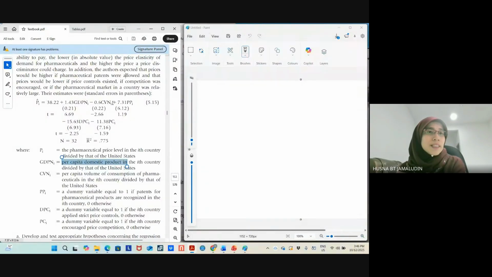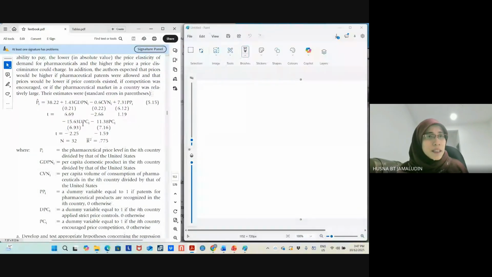How about consumption? What is this, per capita volume of consumption of pharmaceutical in the country divided by the US? The larger the consumption, when you have a large consumption of a pharmaceutical item, basically the lower the price will be, because they have large demand. So this will be negative as expected. The patent, when you allow for patent, of course, the price will be higher.